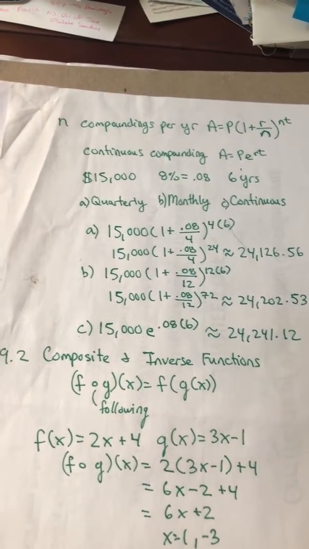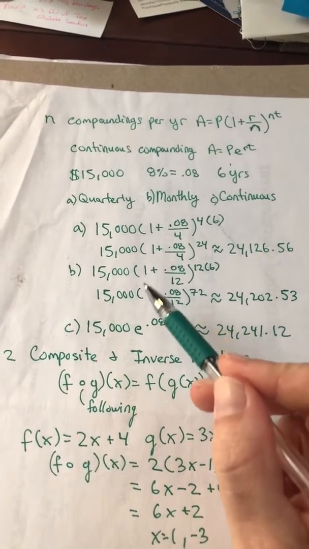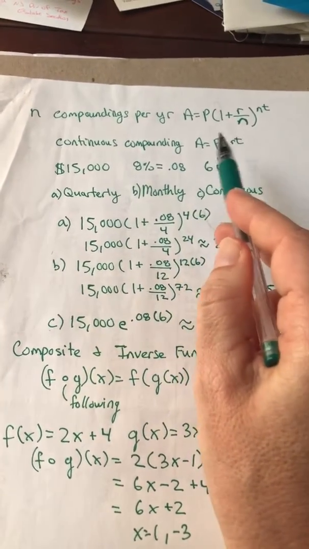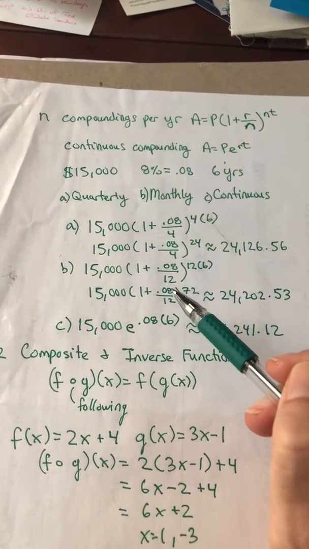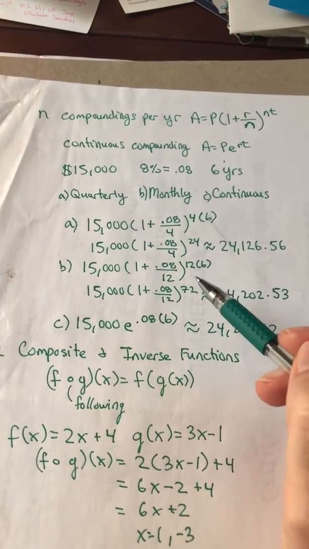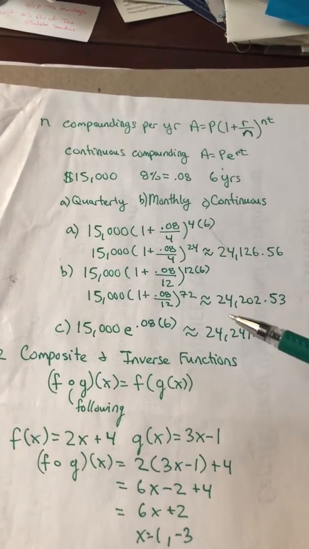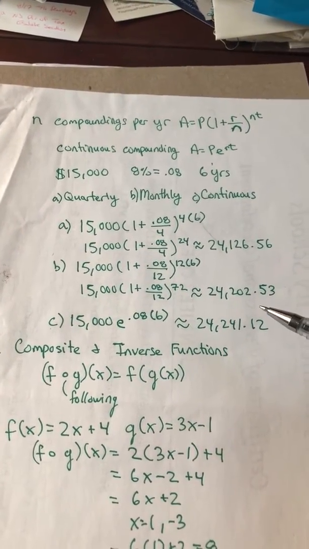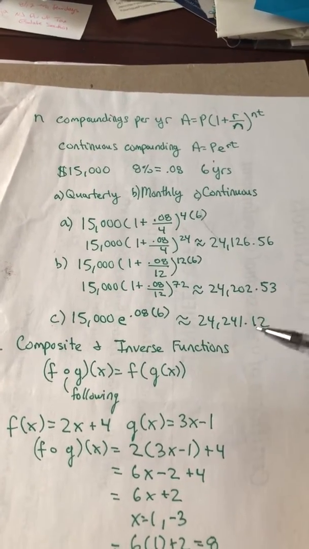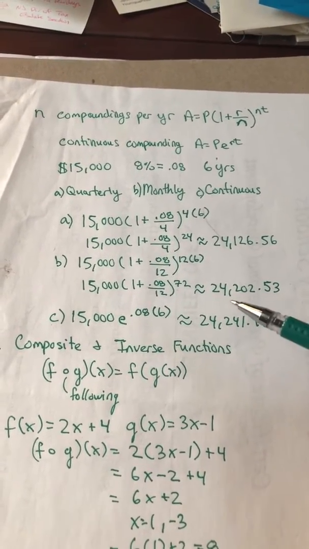$24,126.56. If you were to do it monthly, the only thing that's going to change here, you're still going to use this top equation, and n would become 12, and then n here is also 12. And there you get approximately $24,202.53. So you make it a little bit more if you do it monthly.